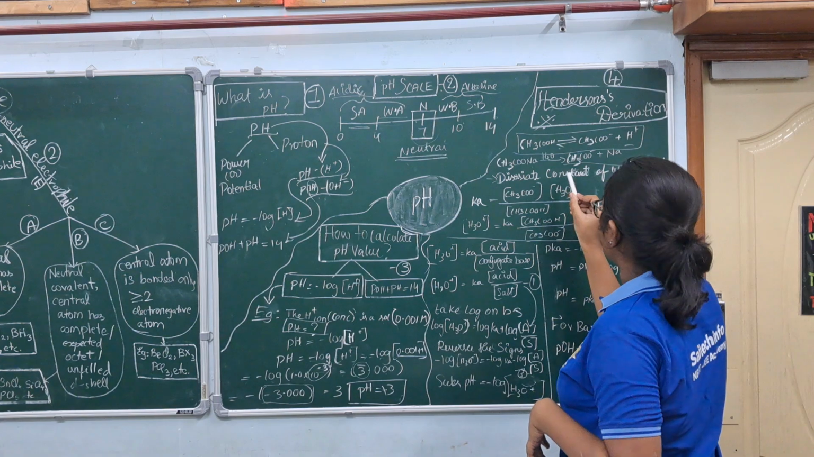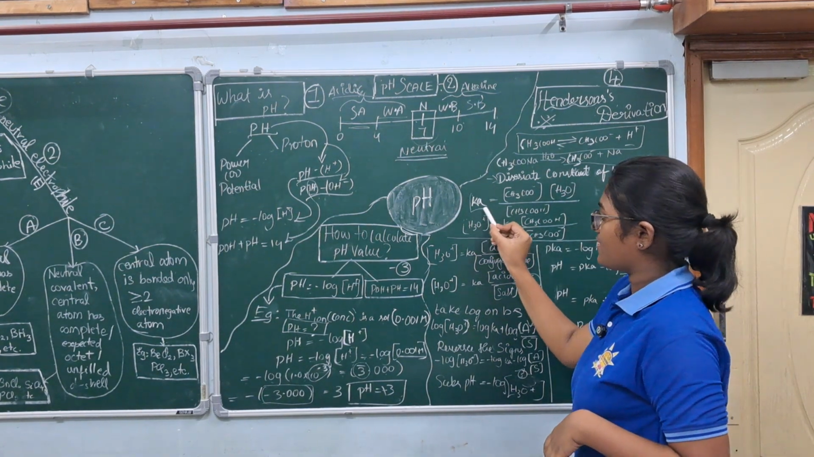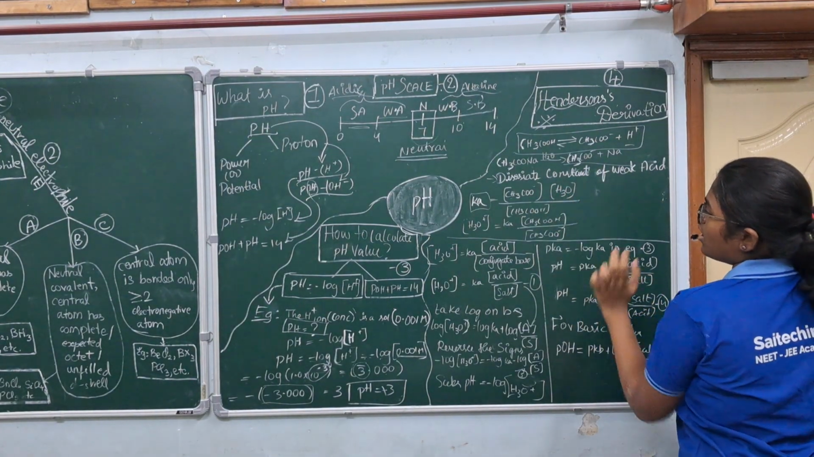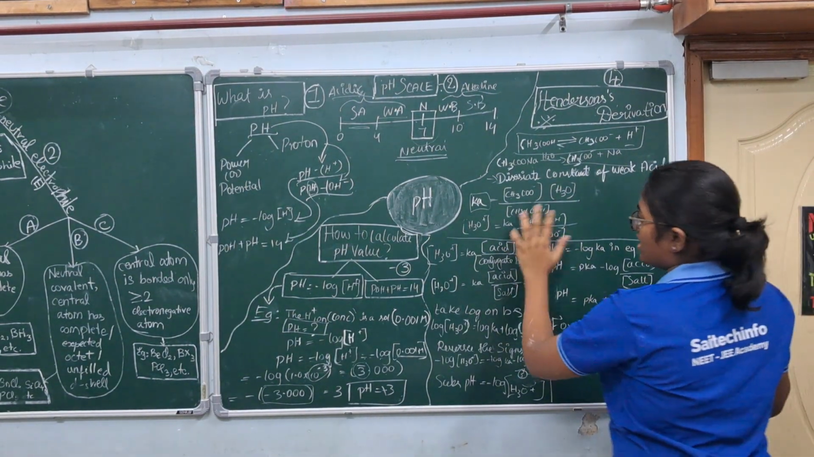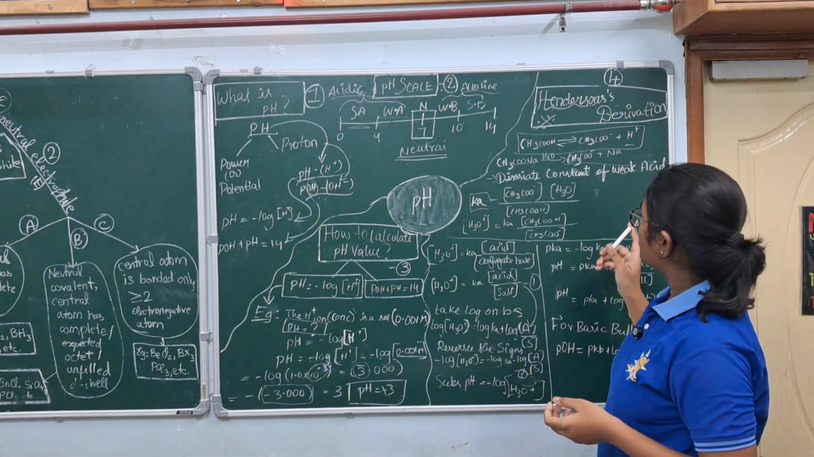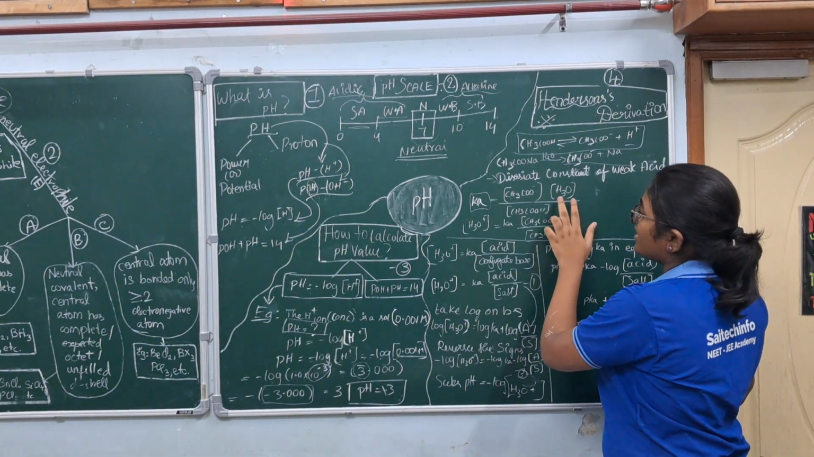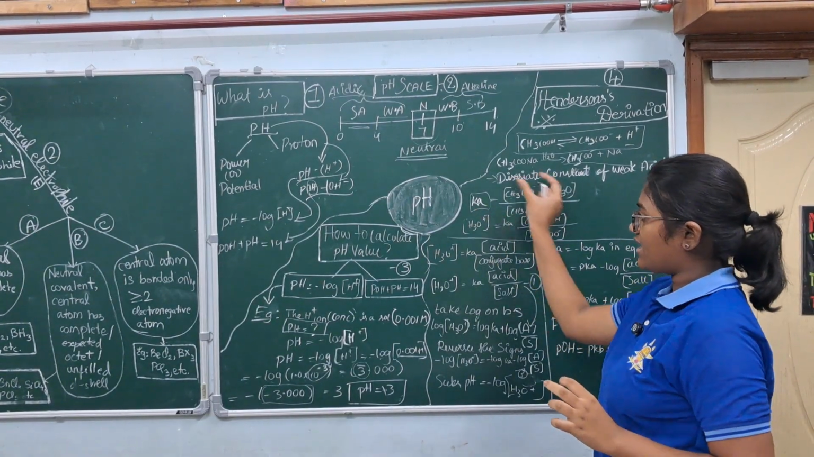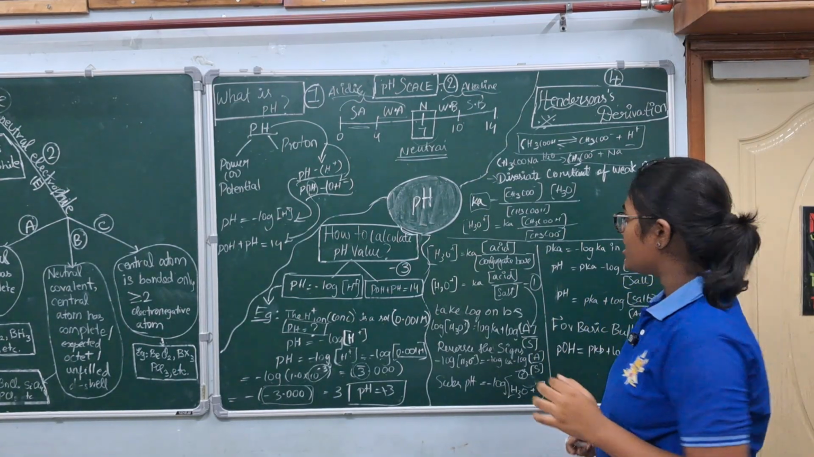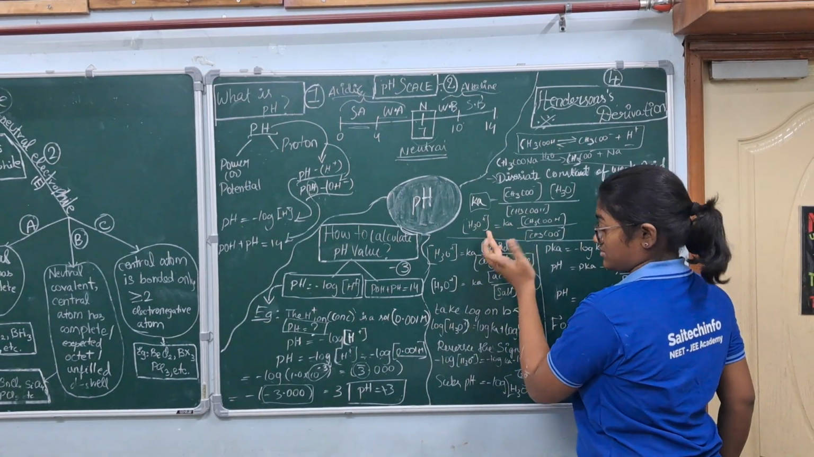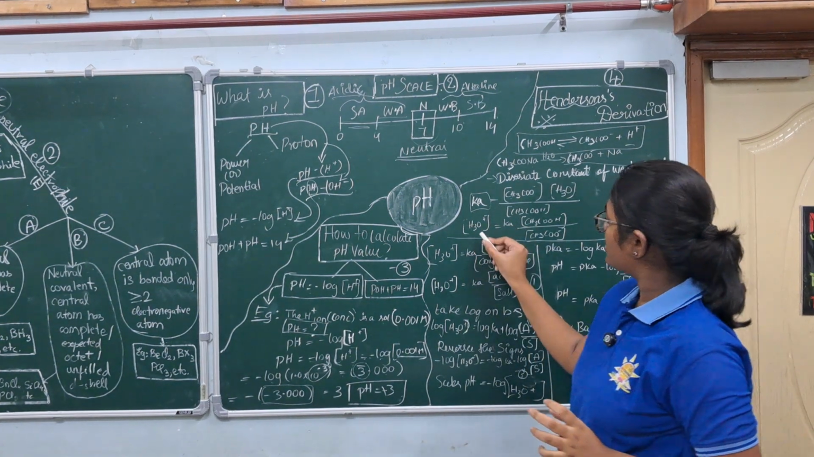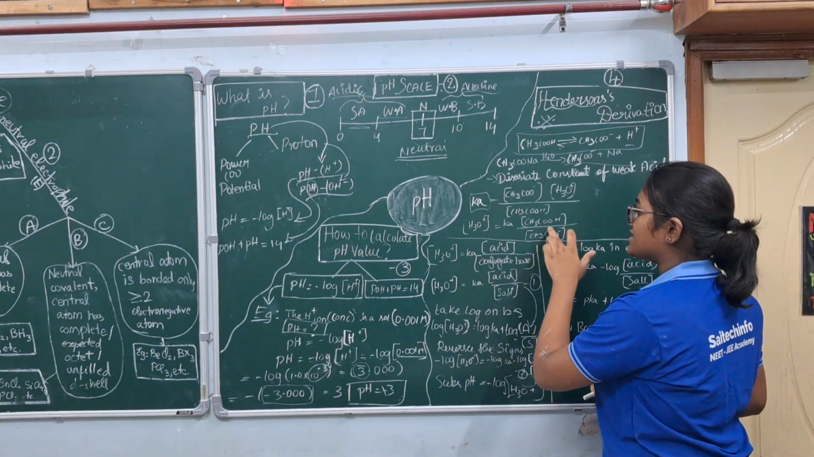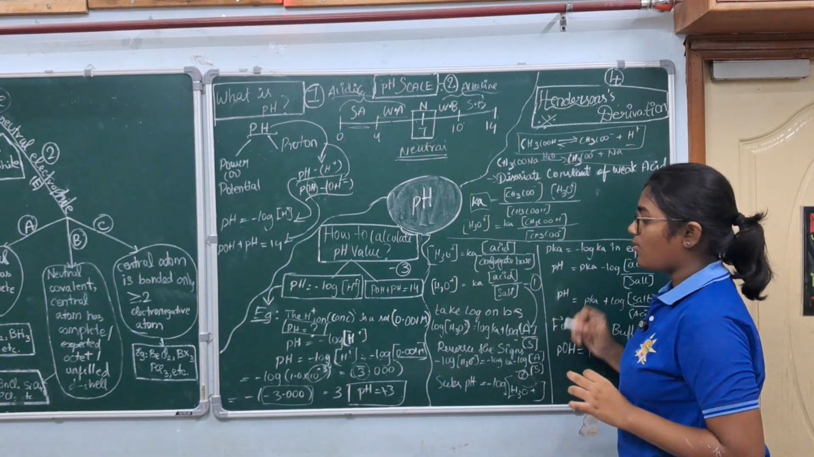The dissociation constant of the weak acid is Ka. Ka is equal to CH3COO minus times H3O plus divided by CH3COOH. The square brackets represent concentration. We need to find H3O plus, so we adjust the equation: H3O plus, the hydronium ion, is equal to Ka into CH3COOH divided by CH3COO minus.